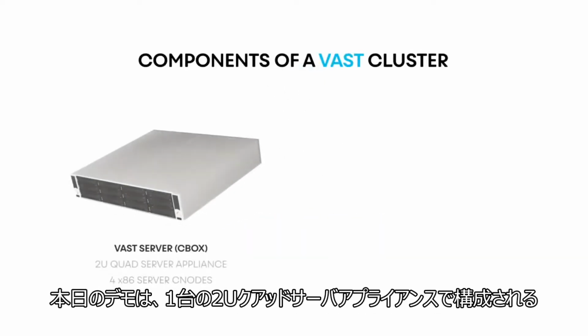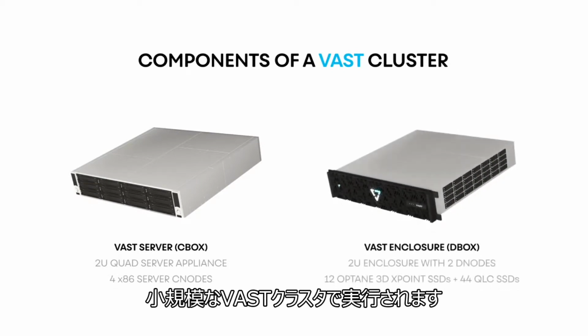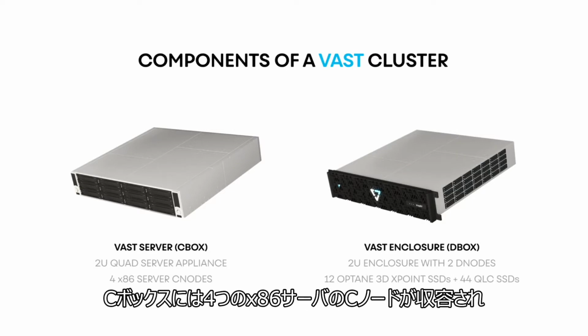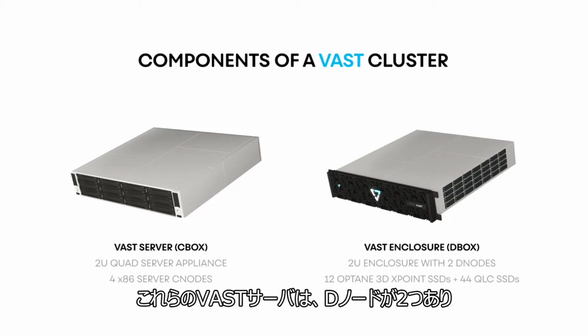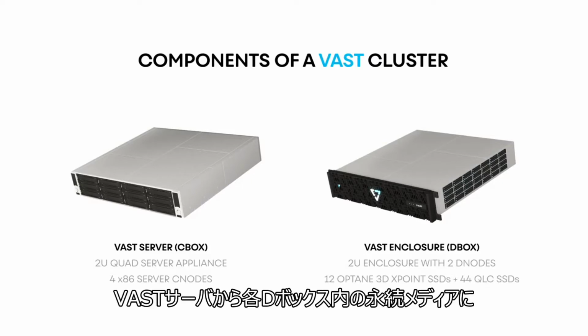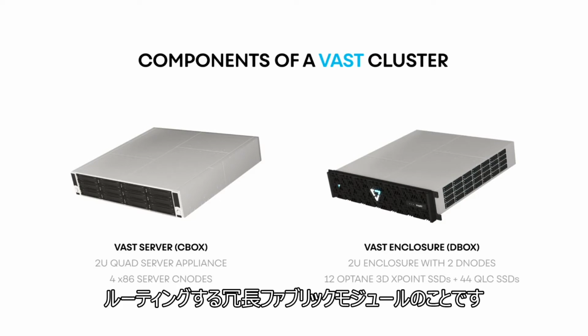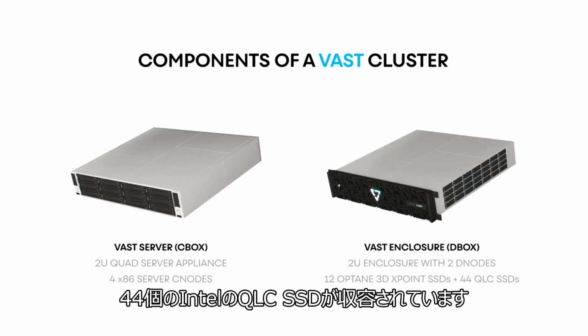Our demonstration today is running on a small VAST cluster consisting of one 2U quad server appliance, which we call a C-box. That C-box holds four x86 server C nodes that each run one stateless front-end VAST server in a Docker container. Those VAST servers are connected to a VAST enclosure, or D-box, that has two D nodes, the redundant fabric modules that route NVMe over Fabric requests from the VAST servers to the persistent media in each D-box. Each D-box holds 12 Optane 3D XPoint SSDs and 44 Intel QLC SSDs.